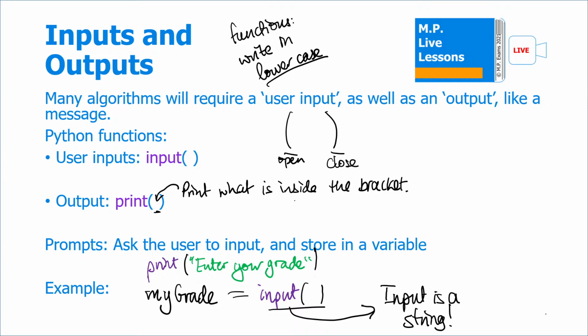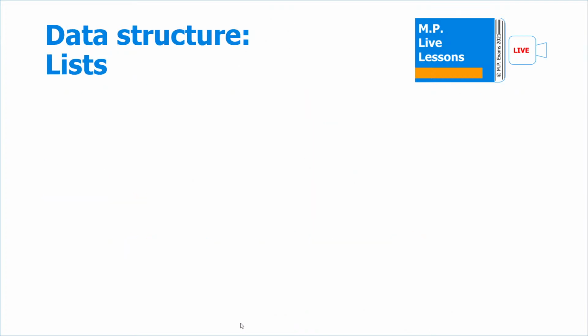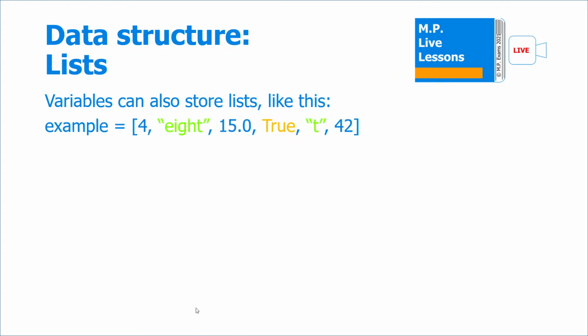And bear that in mind because you may need to change this data type for it to work with calculations. Now, the next data structure you may need to know about, which we haven't looked at, is lists. Variables can also store lists, like this. So we have the identifier example, assigned with a list containing the integer 4, string 8, a float 15.0, a boolean true, another character, t, and then the number 42.